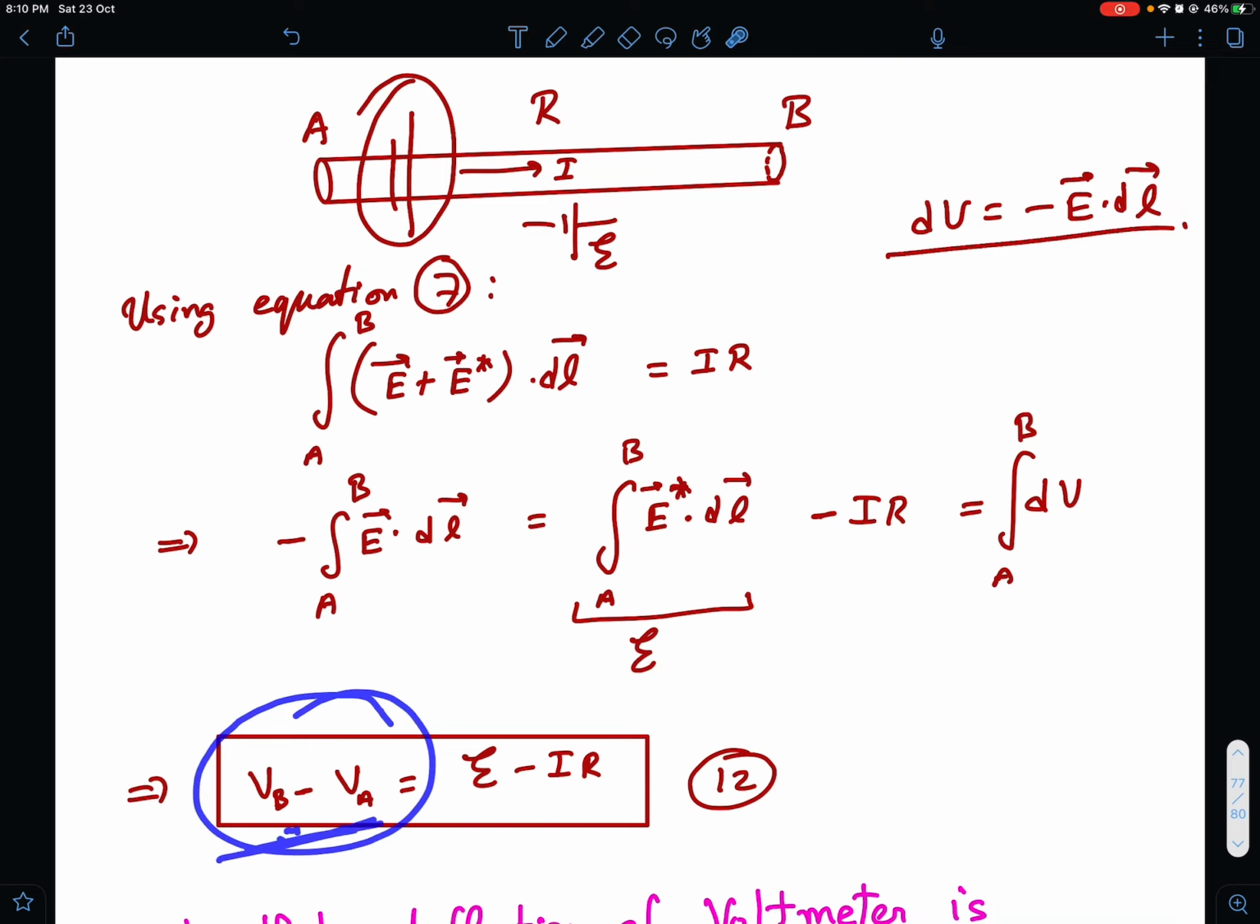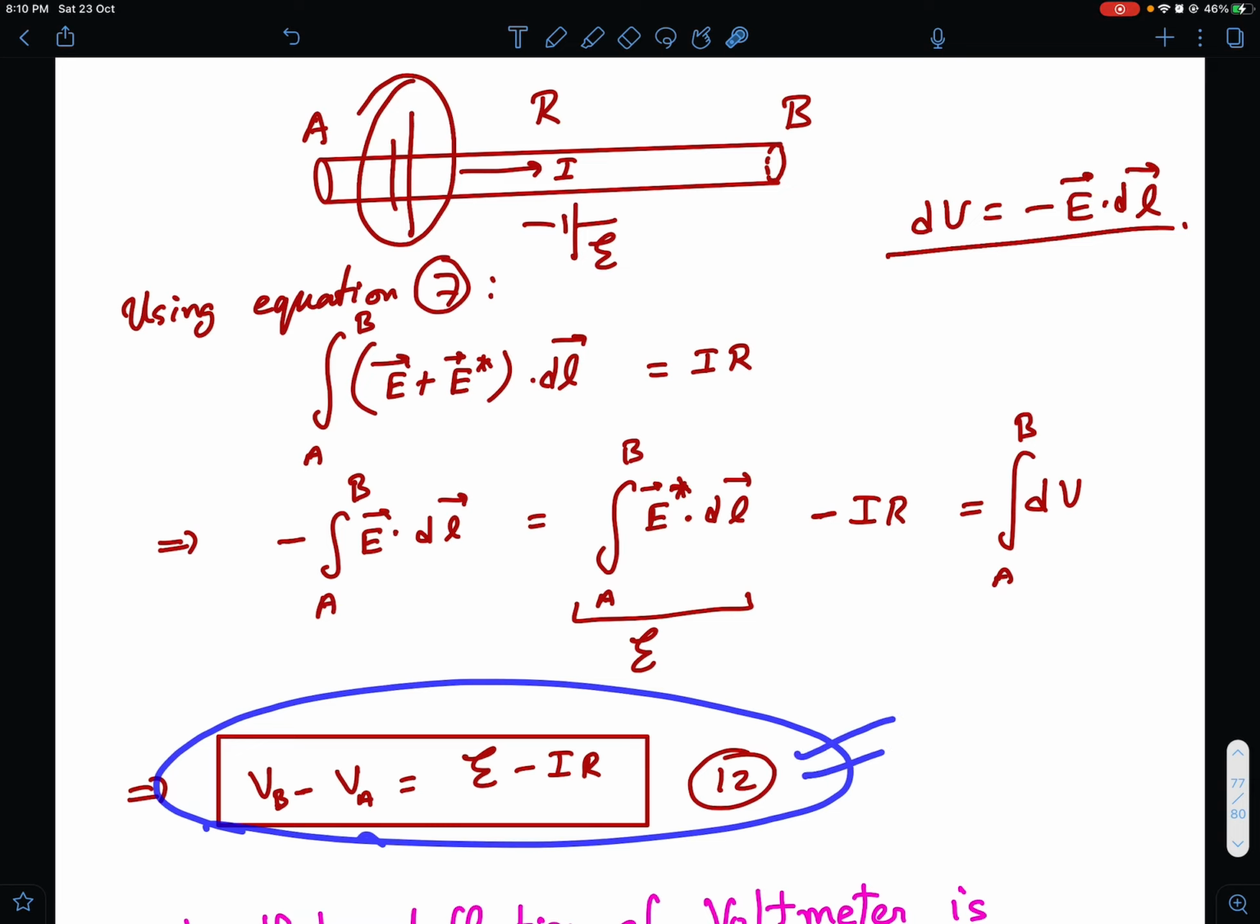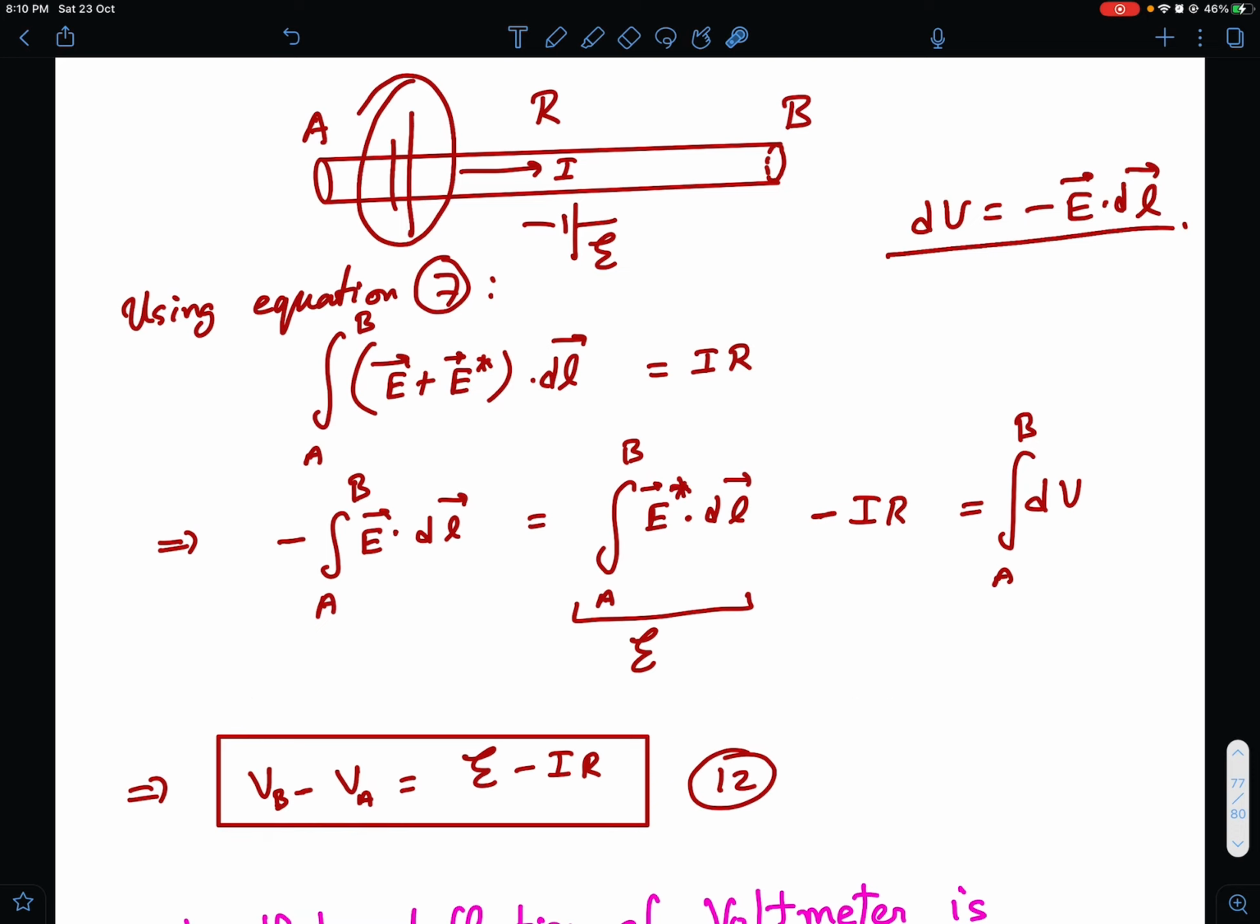Please bear in mind, this is not VA minus VB, this is VB minus VA, because this is dV and this is integration from A to B and this is integration from A to B. So this becomes VB minus VA, right? Make sure you understand this equation along with the proper sign. This is not VA minus VB, this is VB minus VA. Don't make any silly mistake here.